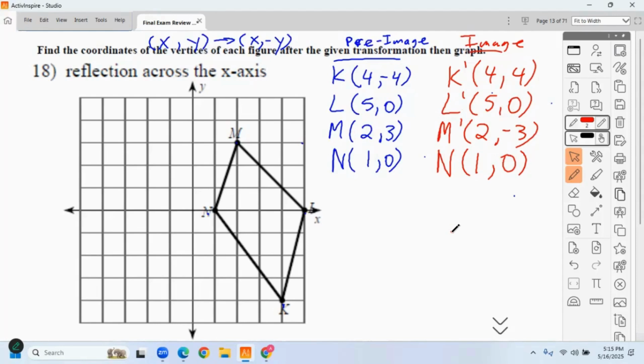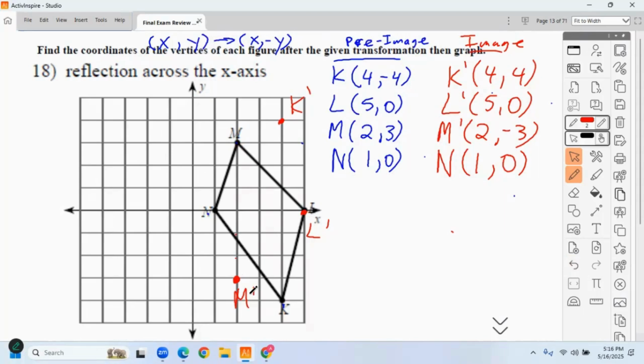Let's start graphing, as far as the K prime. So 4, 4. Let's go up 1, 2, 3, 4. K prime is right here. L prime is 5, 0, right here. We got M prime, which is 2, 3. So let's go over 2, up 3. Let me make sure I'm on the right spot. Oh, that's not up, is it? My bad. Down. So sorry. Could be worse. 1, 2, 3. So right here we got M prime down this way.